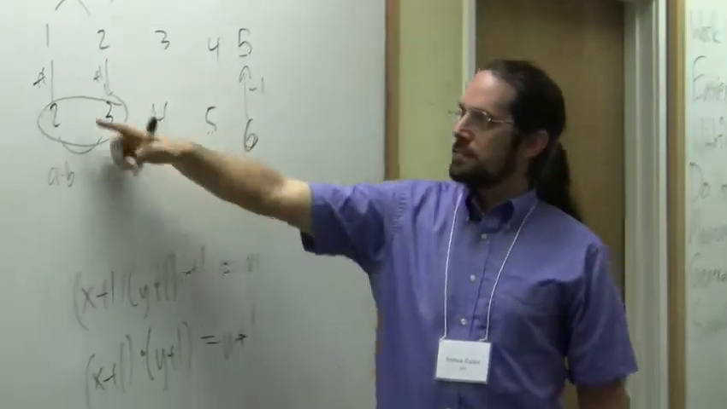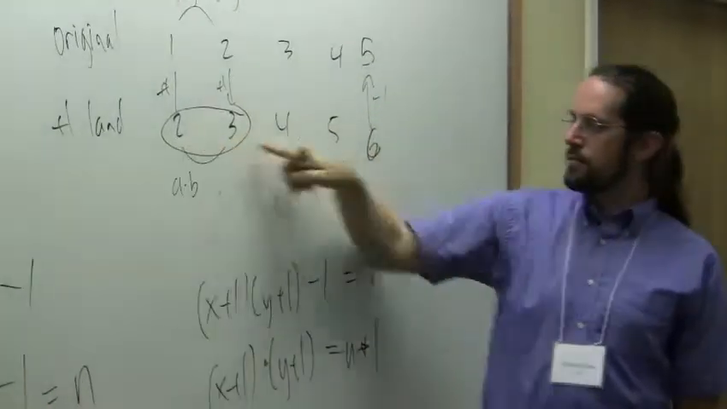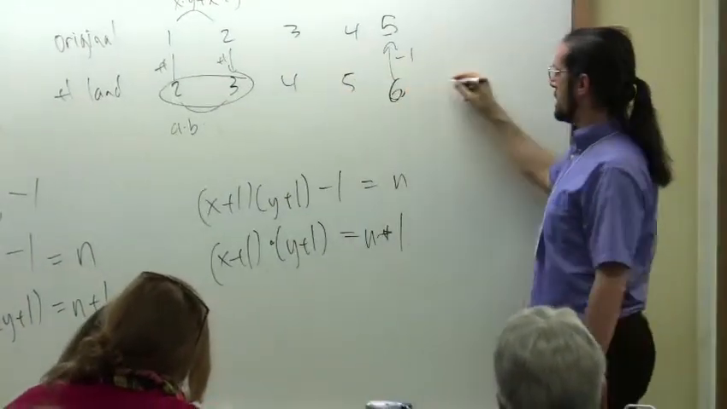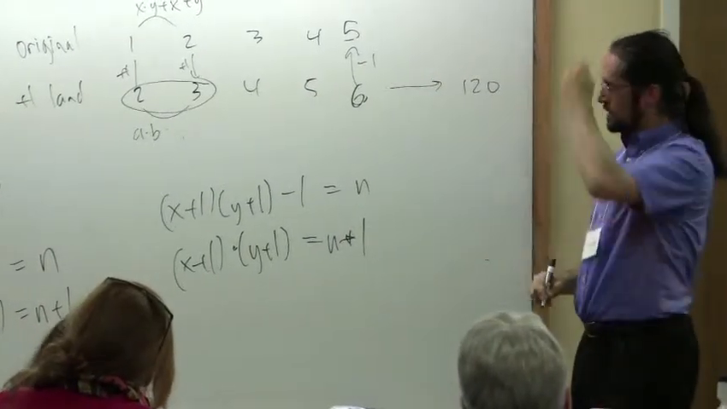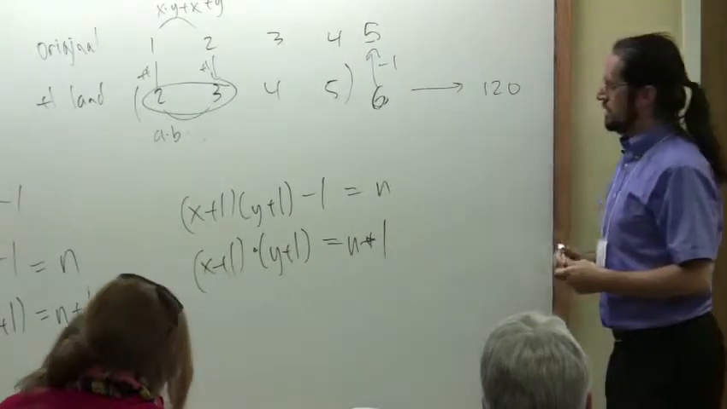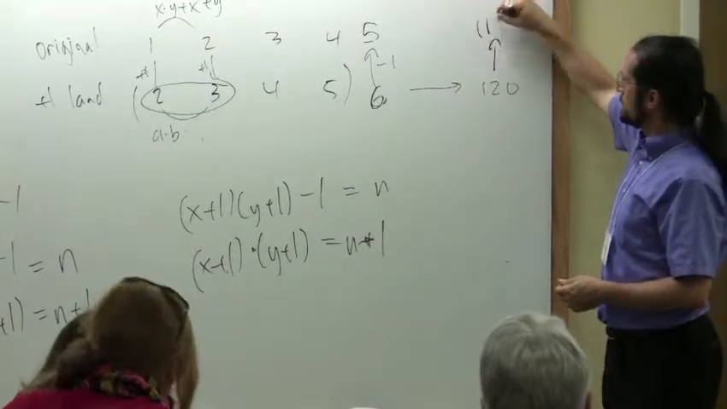So if I go to plus 1 land, my starting numbers 1, 2, 3, 4 are now 2, 3, 4, 5. I combine them. 2 times 3 is 6. I keep combining. I'm certainly going to eventually get 120, because 2 times 3 times 4 times 5, my original numbers, is going to make 120.